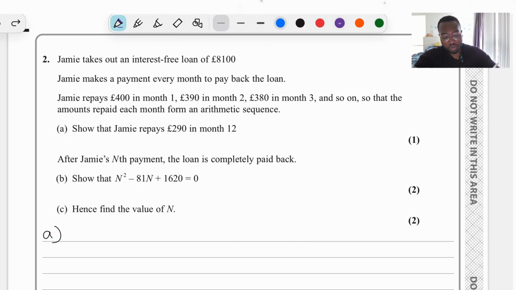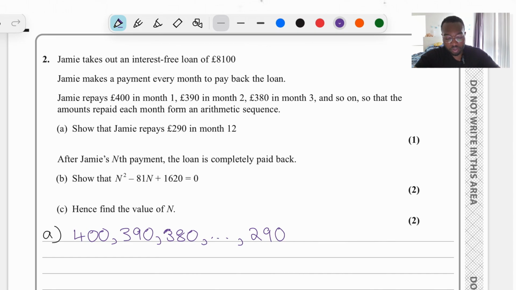So how do we do that? Well, what do we know? We know that the first month will be 400, then 390, and then 380, and so on until in month 12 we get to 290. So how can we show that? Well, we can work out the formula for this.